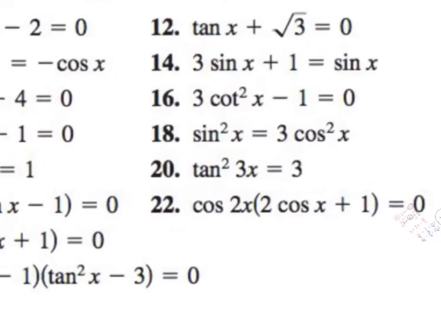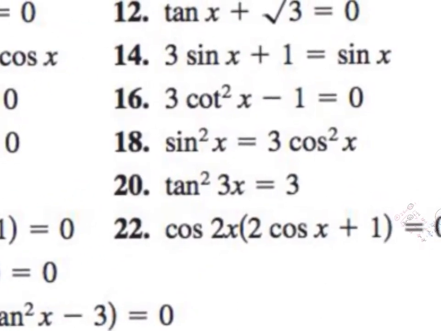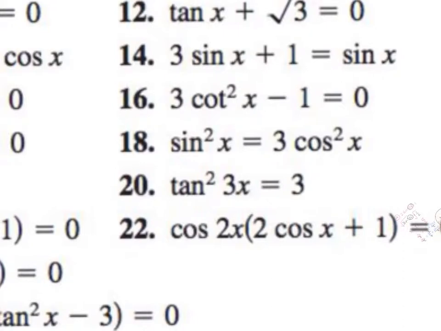18, I would use a Pythagorean identity. If you like cosine, switch sine squared to 1 minus cosine squared. If you want to do it in reverse, you can switch cosine squared to 1 minus sine squared. And then combine like terms and get cosine by itself. That's how you would do that one.